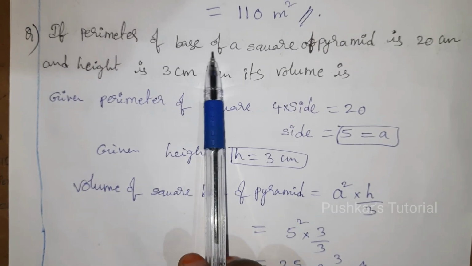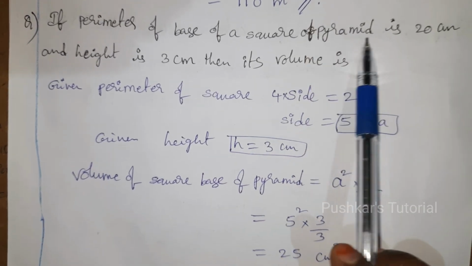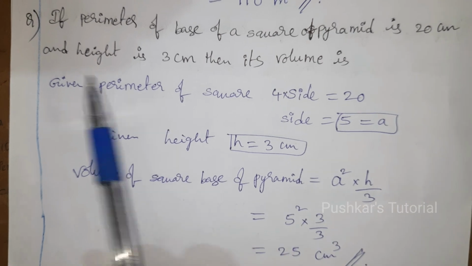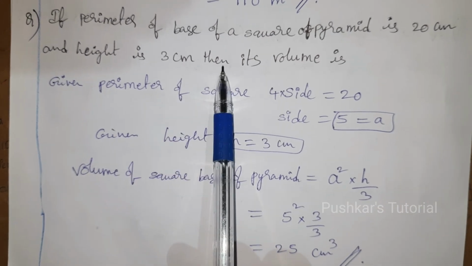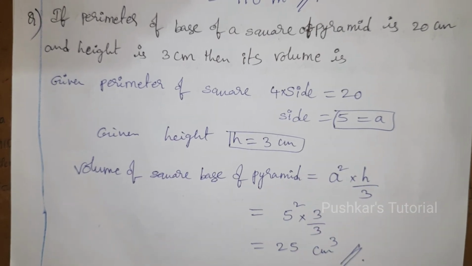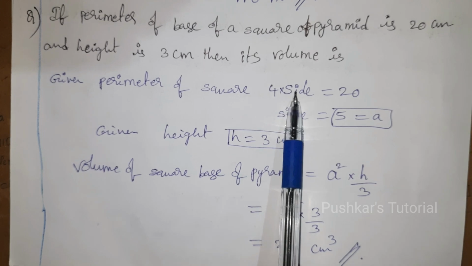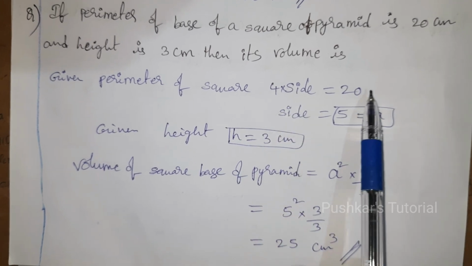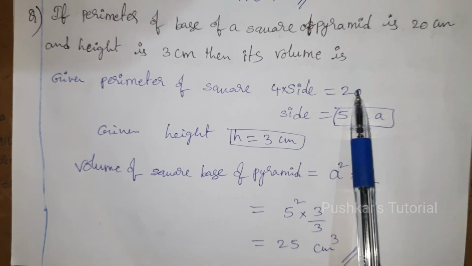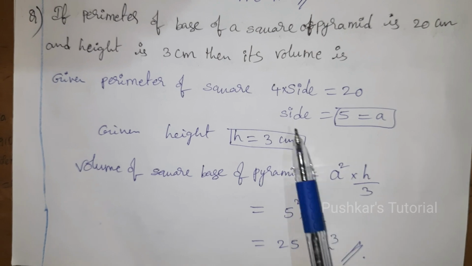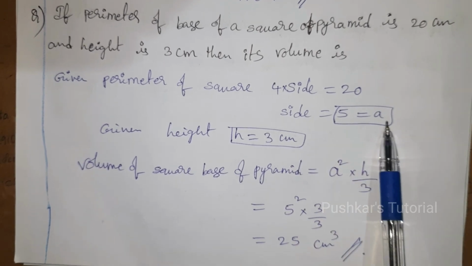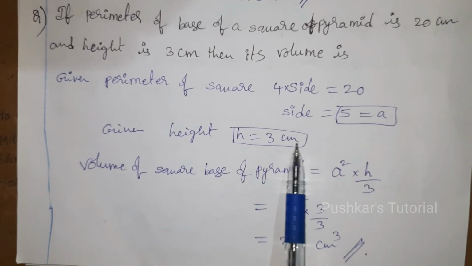If the perimeter of the base of a square pyramid is 20 centimeters and height is 3 centimeters, then its volume is? So perimeter of the square formula 4 into side is equal to 20, as given. 4 fives are 20. Side is equal to 5, that I am taking as a. So given height h is equal to 3.